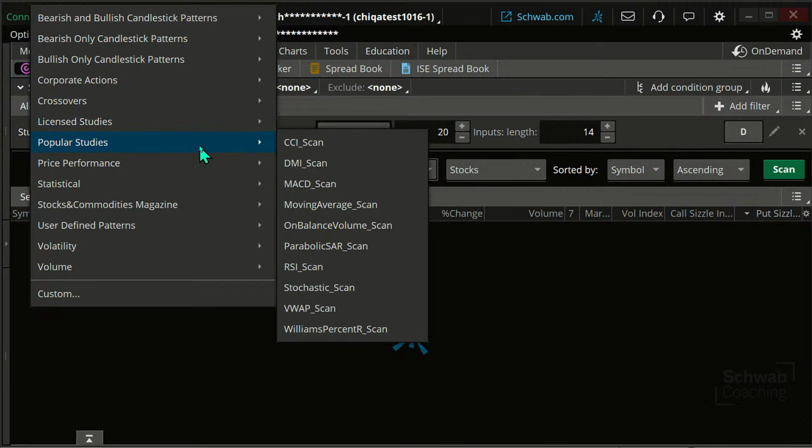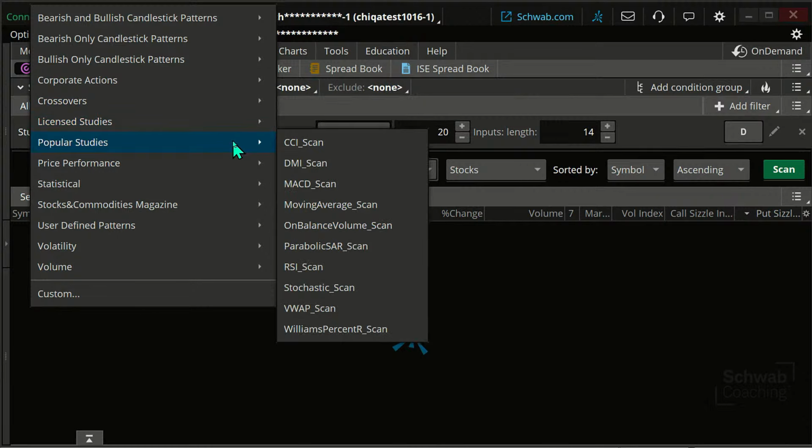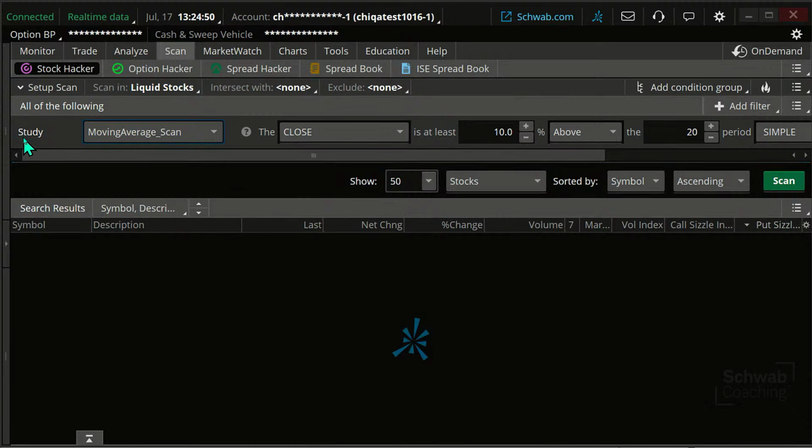And what I'm going to do is I'm going to go to Moving Average Scan. It's under Popular Studies, and you may have to look through a couple to remember where that is. I'm going to go to popular studies. I'm going to go to moving average scan. And notice what it says. It says, we're just going to read it, plain English, moving average scan. The close or closing price is at least 10% above the 20-day simple moving average.